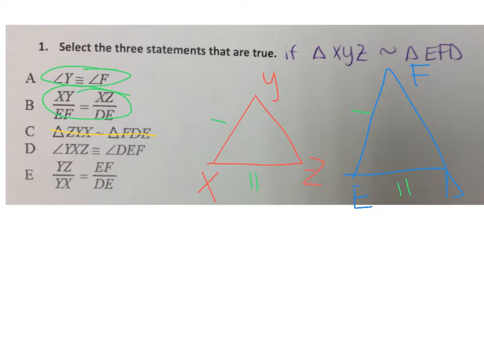Let's try D. D says angle YXZ, that is the angle on the left-hand side, is equal to angle DEF, angle E. Again, that's the angle on the left-hand side. That's equal. And let's just check letter E. Letter E says YZ, that is the right side, over YX, that's the left side, equals EF, that was the left side. We already know that one's not true. They're not going in the same order. Best thing to do on this problem is make sure you draw that picture.